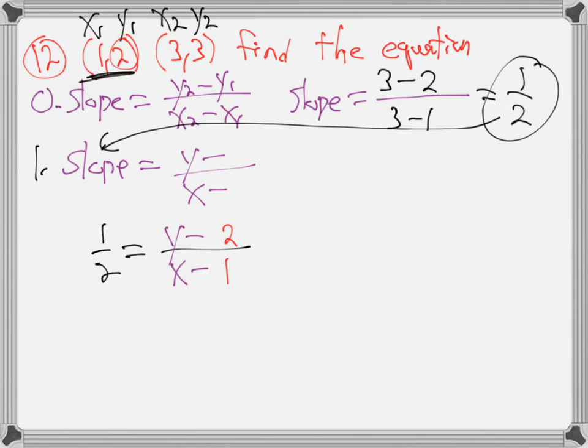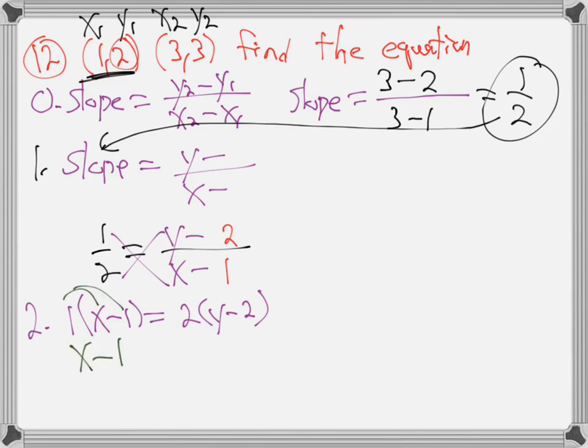We good there? And then we go diagonal, diagonal. Step 2, cross multiply. 1 times x minus 1 is 2 times y minus 2. You getting the hang of this? And then just multiply and solve for y. So distribute x minus 1, distribute 2y minus 4.